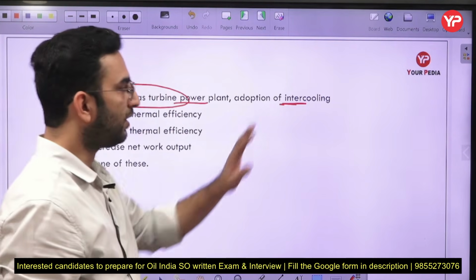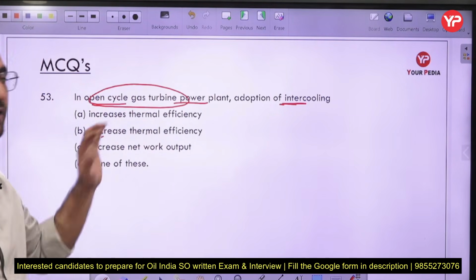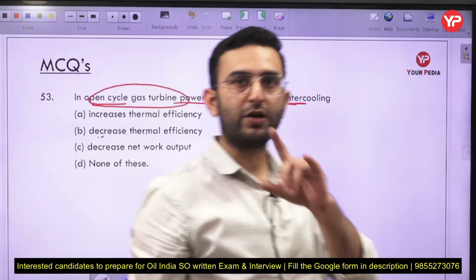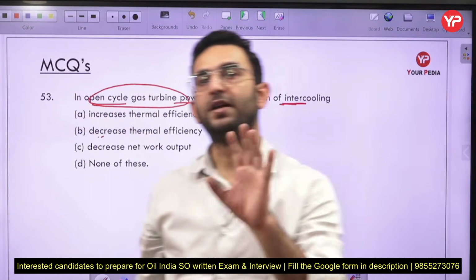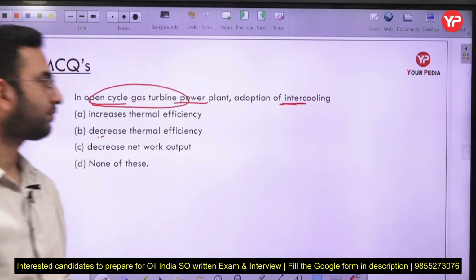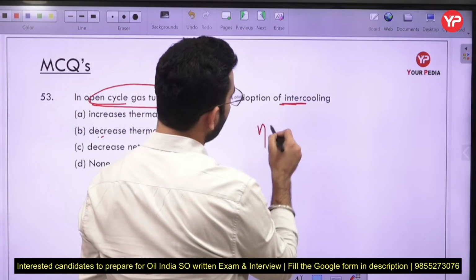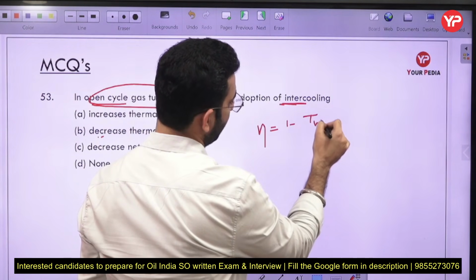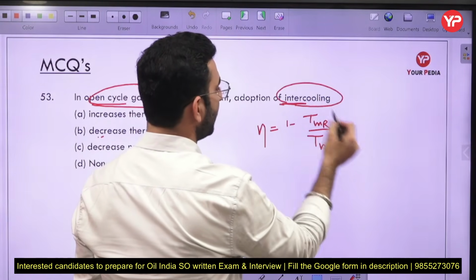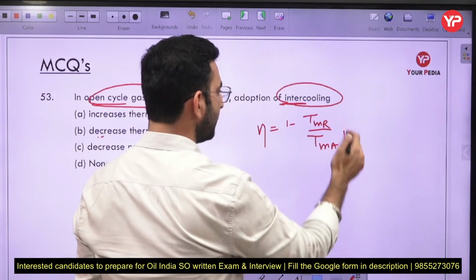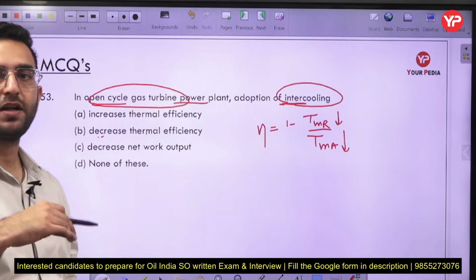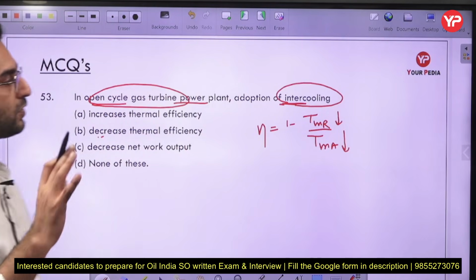but we cannot comment directly on the thermal efficiency here because the mean temperature of heat rejection is going to be reduced, that is okay, but the mean temperature of heat addition is also getting reduced here. Just understand that. If you want to write down the formula of the efficiency in terms of mean temperature of heat addition, I can rewrite the formula like this one. Now due to the intercooling, the mean temperature of heat addition is decreasing here, as well as the mean temperature of heat rejection. It may increase, it may decrease, or it may have no effect here. So just remember that case.